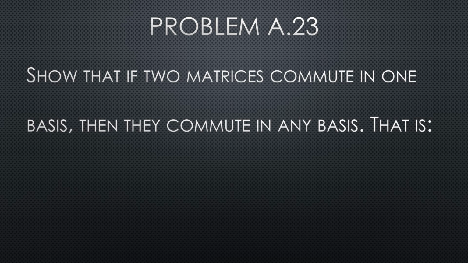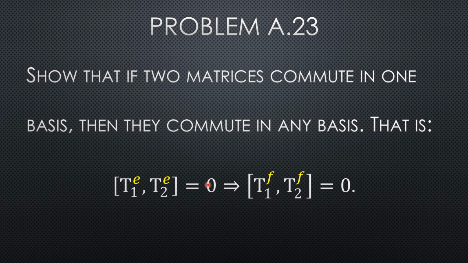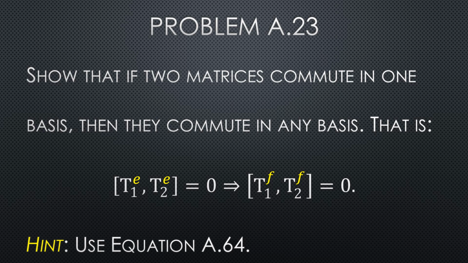In our problem today, A23, we're tasked with showing that if two matrices commute in one basis, then they commute in any basis. That is, if the commutator in our initial basis, indicated with E, equals 0, then the commutator in the final basis also equals 0. And the author gave us a hint: use equation A64. So, pretty straightforward, pretty short video, let's dive in.